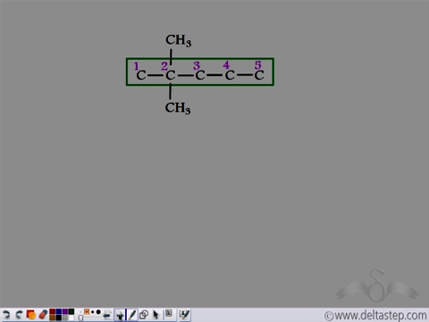Now you see both the methyl groups are at position number 2 only. So how do we name this? We use 2. One methyl group is at position number 2. And the other methyl group is also at position number 2. So we write 2 twice. Since we have 2 methyl groups, we get dimethyl.